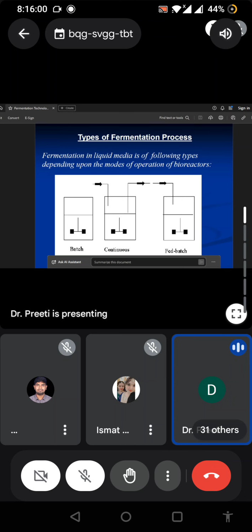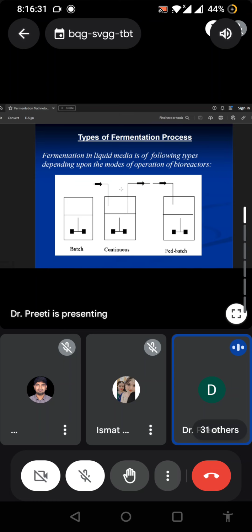Different types of fermentation processes. This means how the fermentation is working. Working means here there are modes of operation. If you think about submerged fermentation and surface fermentation, they are again one type. And if you go into liquid media only, there are also different modes of operation. So what are those modes? Batch, continuous, and fed batch.